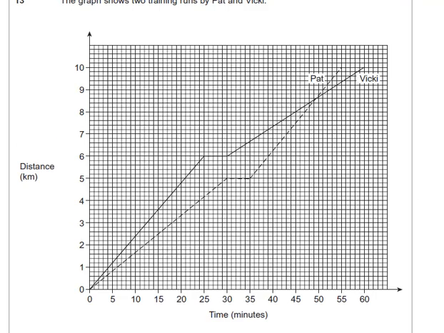So part A asks us after how many minutes does Pat overtake Vicky? Where does Pat overtake Vicky? She overtakes there. And if we follow that line down, she overtakes here. On reading on our time axis, she overtakes at 49 minutes.